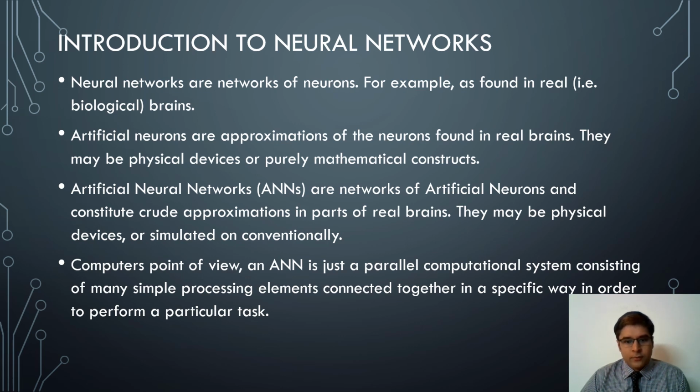Artificial neural networks are networks of artificial neurons and constitute crude approximations of parts of real brains. They may be physical devices or simulated on conventional computers. From a computer's point of view, an artificial neural network, or ANN, is just a parallel computational system consisting of many simple processing elements connected together in a specific way in order to perform a particular task. So artificial neural networks consist of multiple artificial neurons in a parallel computational system, and they exist to achieve a particular task.